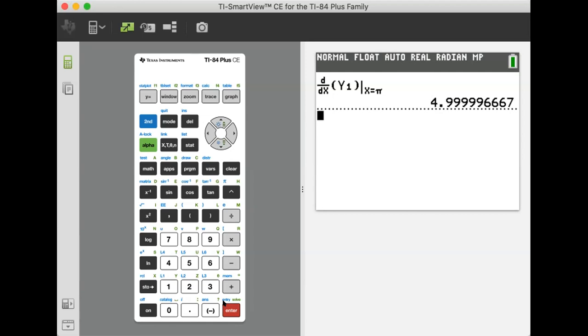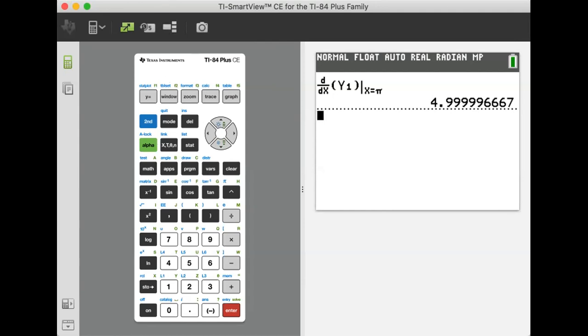Okay, look up here. Does everybody, relatively speaking, know how to use their calculator? And yes, you must put the actual equation into y equals before you use the shortcut.